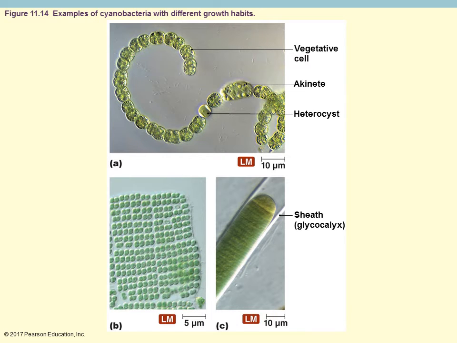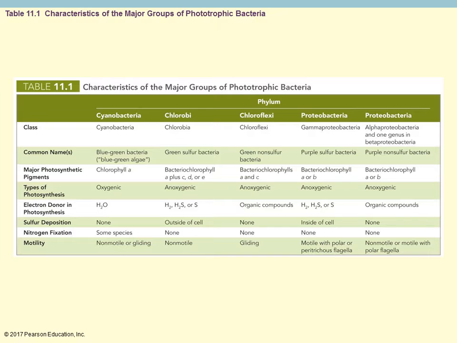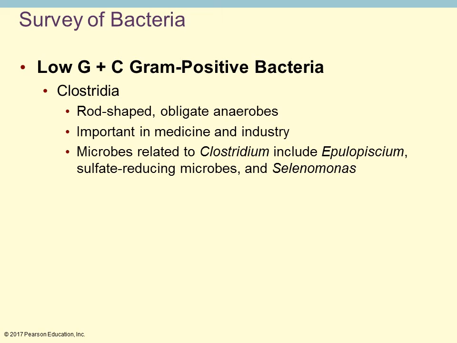So this is an example of the cyanobacteria. Like I say, they do carry out photosynthesis similar to the way plants would. So here's purple sulfur. This is a table just showing the different groups and some of the characteristics of those that are capable of carrying out the photosynthesis.